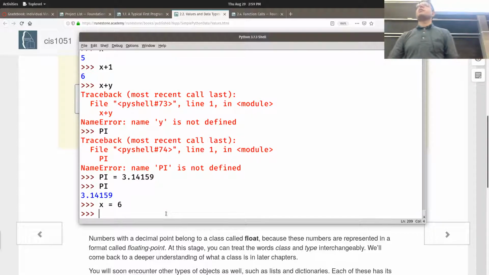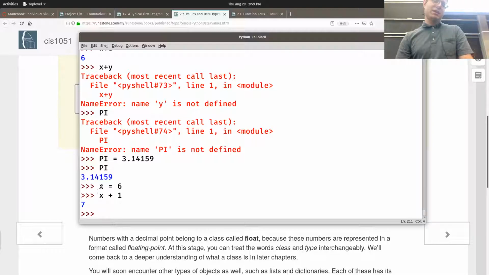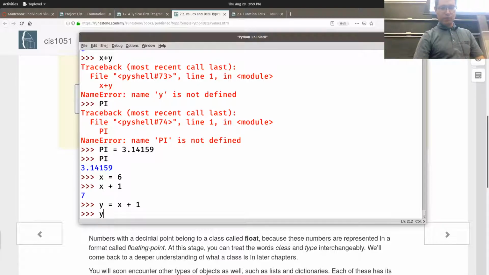The expression on the right gets evaluated, and then the result of that expression gets stored on the left. So for instance, x is equal to x plus 1 would be 7 because x is 6. 6 plus 1 gets evaluated as 7. So y is equal to x plus 1. Very important thing here: we evaluate the expression on the right and store it in the variable on the left. So y is equal to x plus 1. What is x plus 1? 7. y is equal to 7.